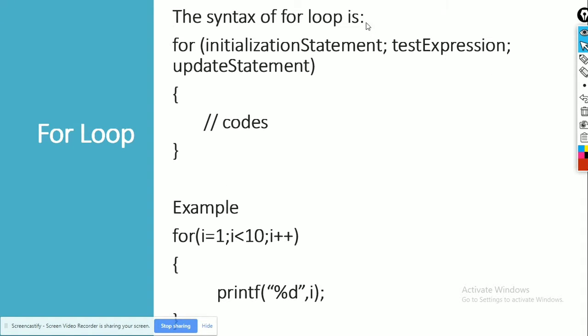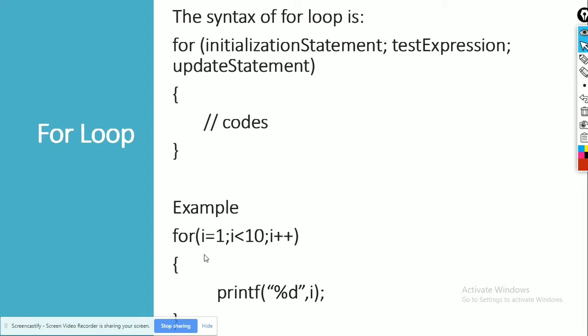Let us see the syntax for loop. For is a keyword to be used, and in round parentheses you are going to write three statements. The first one is initialization, the second one is test expression, and the third one is update statement. And in pair of curly brackets you are going to write the statements that you want to execute repeatedly.